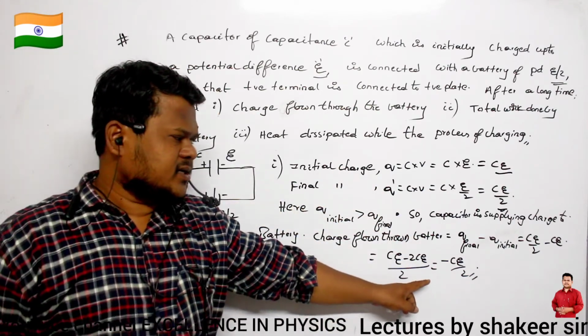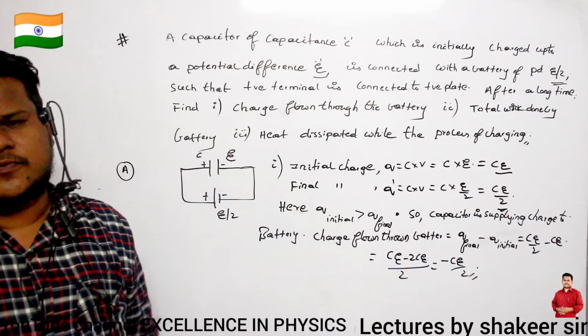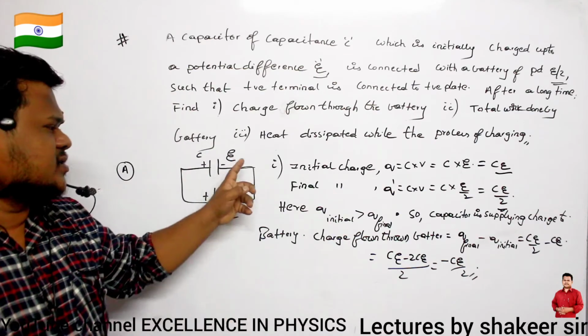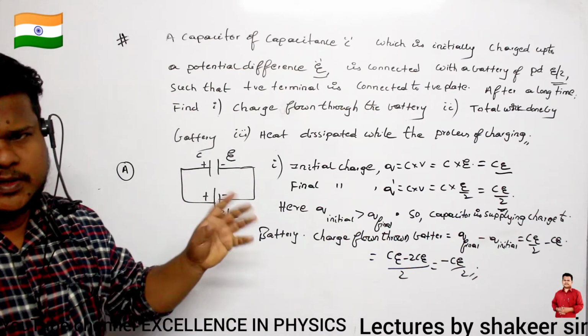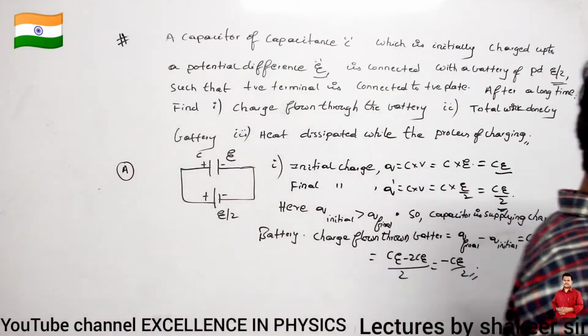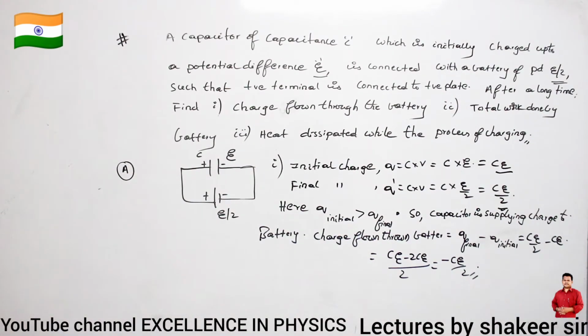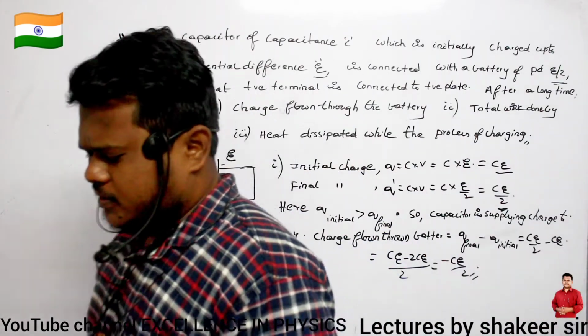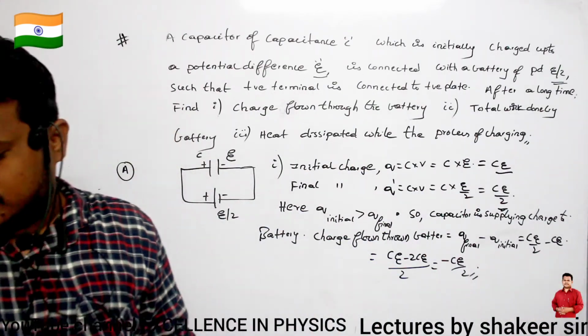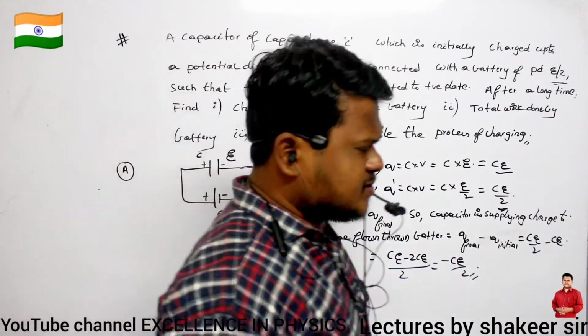So minus CE divided by 2 amount of charge is flowing through the battery when this capacitor is connected to this battery. Clear? First of all, make a note up to here. Then we will solve the next question. Completed? So therefore, this much amount of charge is being flown through the battery. Are you able to understand?